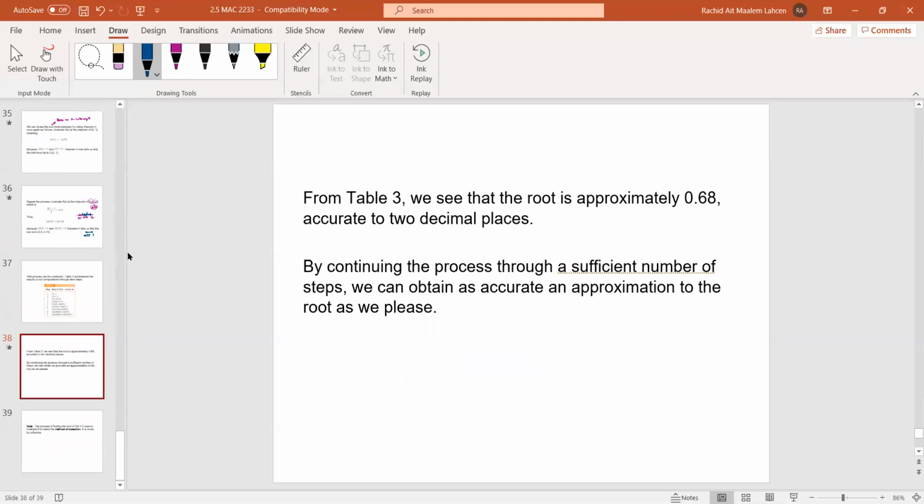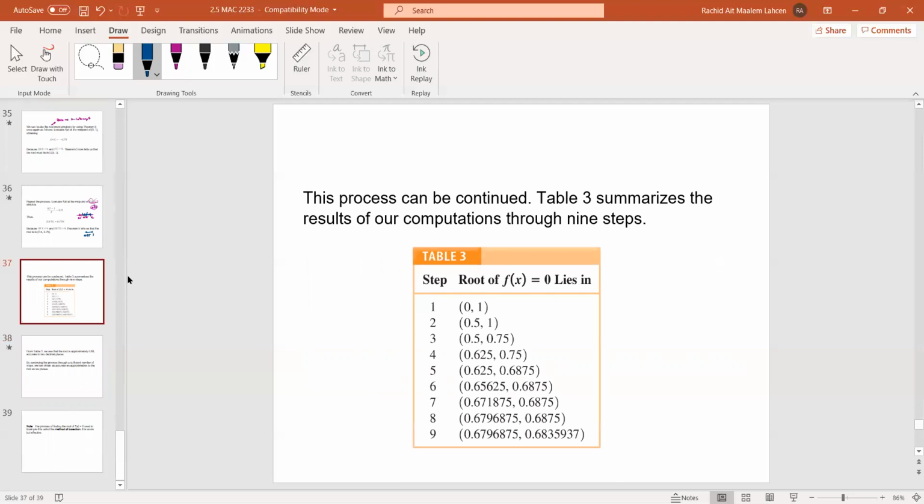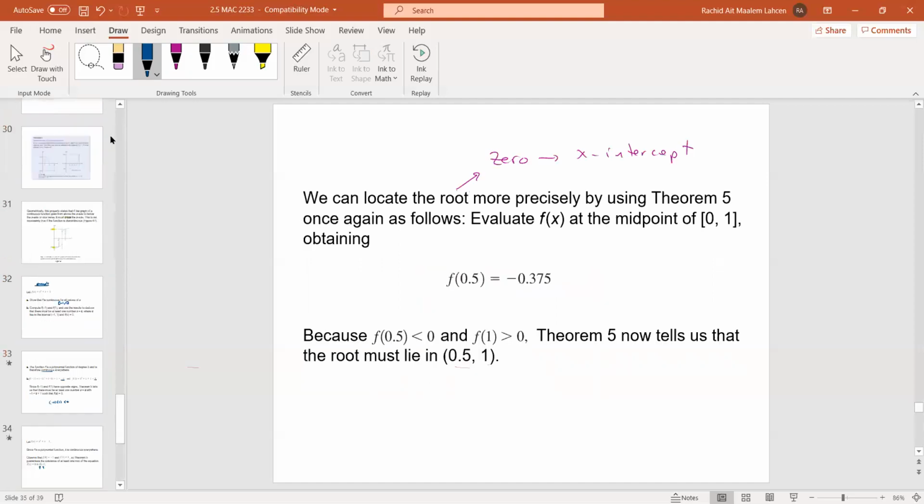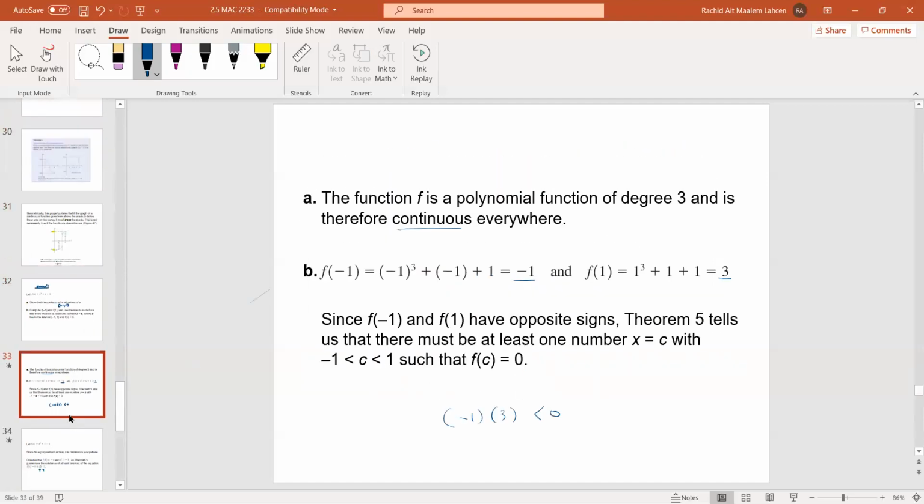So from this table, this kind of computational investigation, we find that the root or the zero is approximately 0.68, right? So, you know, somebody will say, well, what's going on? Keep in mind that you need to find different signs each time to accept the root.